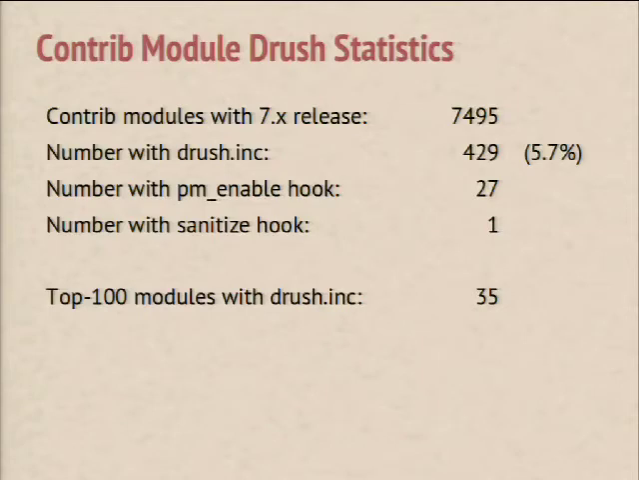Of those 429, 27 of them have a post-PM enable hook. I think that's pretty impressive. That's pretty appreciable. But it would be even cooler if that number was higher, because I think there are more than 27 contrib modules that have external libraries. And getting back to our XKCD command cartoon from the beginning, you could save a lot of time for a lot of people if you just implement one of these. Because you as a module maintainer know exactly what the library is and exactly where it goes, but your users take quite a few minutes to read through your documentation and figure that out.